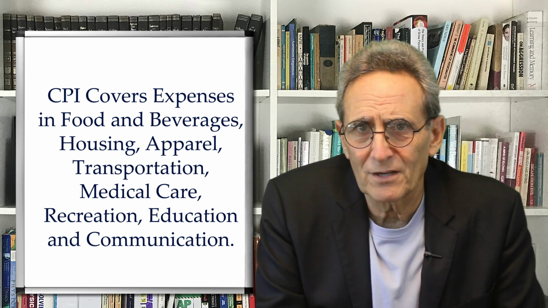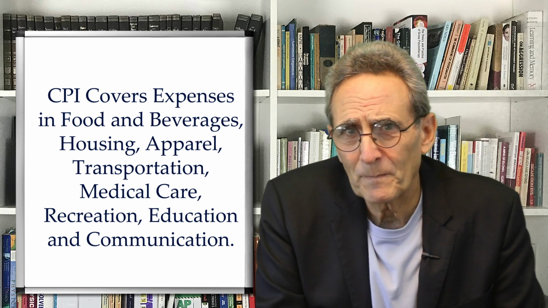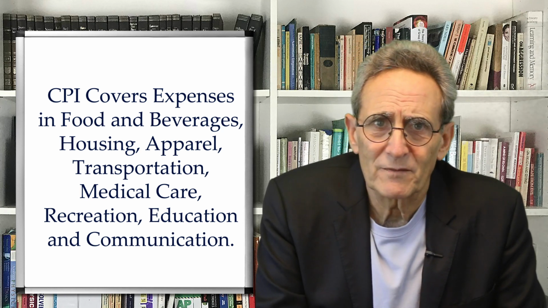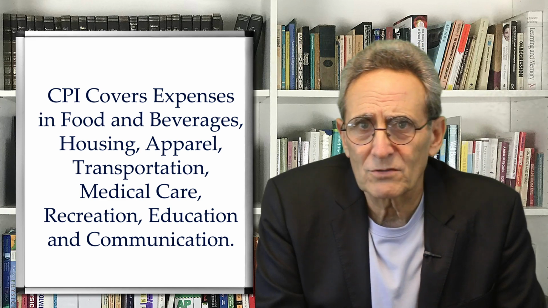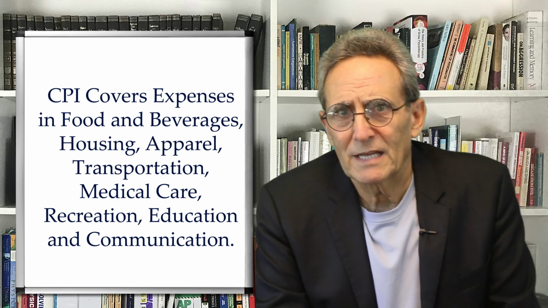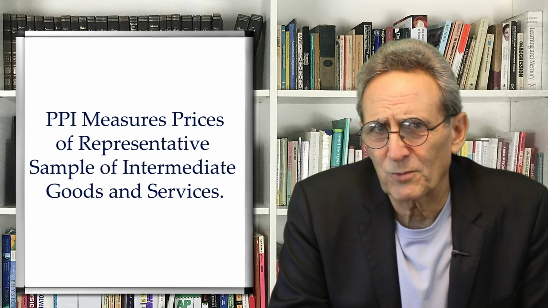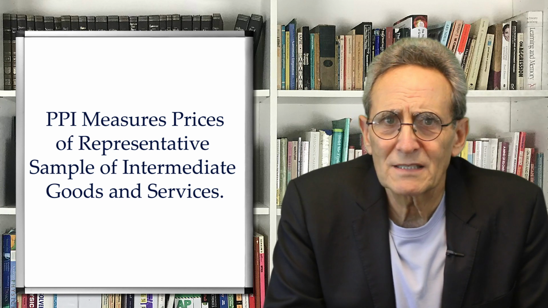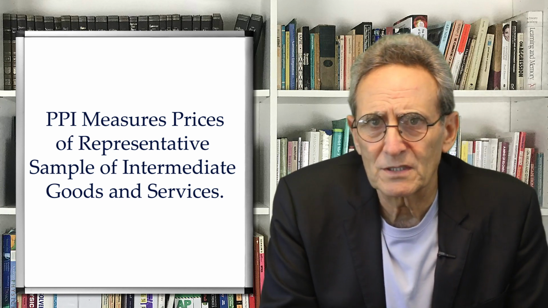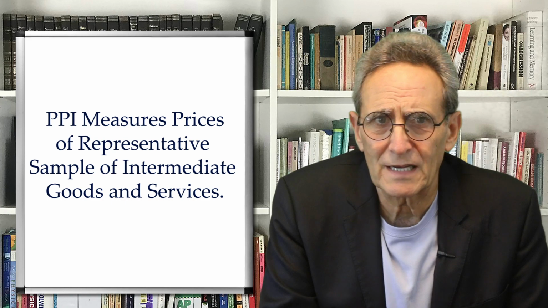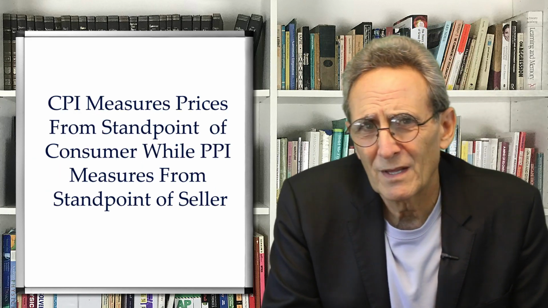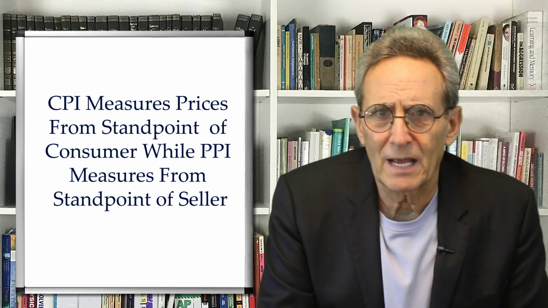Indexes are available for the entire U.S. and specific geographic areas. The market basket covers expenses in food and beverages, housing, apparel, transportation, medical care, recreation, education, and communications and other goods and services. In contrast, the Producer's Price Index, the PPI, is the price of a representative sample of intermediate goods and services utilized by all economic sectors in producing their final output. One way to distinguish the CPI from the PPI is to say that the CPI measures prices from the standpoint of the consumer, while the PPI measures prices from the standpoint of the seller.